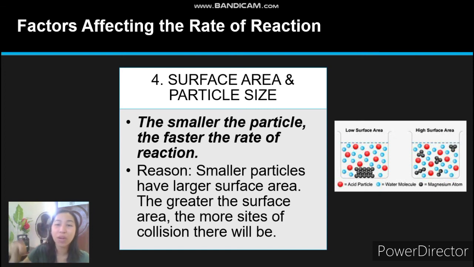Kay mas dako ang area nga exposed siya sa water. That is why mas dali siya maka-interact with water. Compared atong kumpul nga sugar, which is buo. Mas gamay lang ang area nga maka-interact siya with water because buo man siya. Okay? So, always remember the 4 factors affecting the rate of reaction.